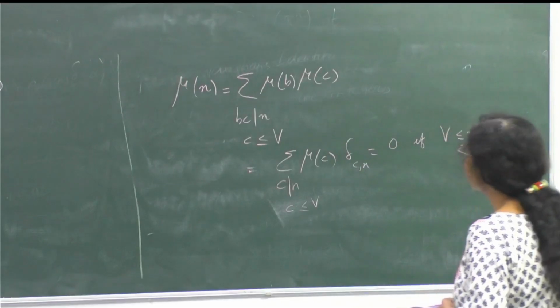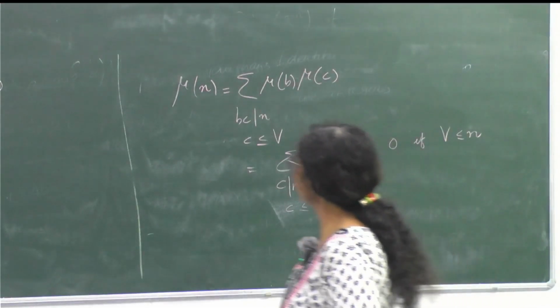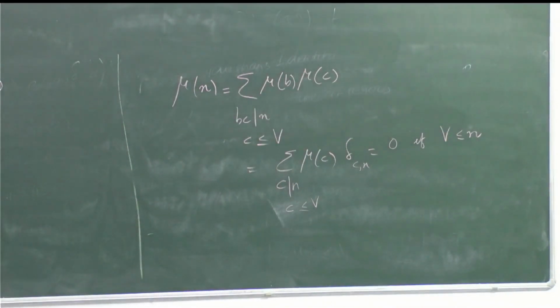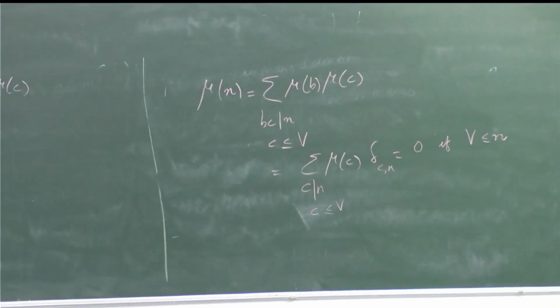Okay? And therefore, these two disappear. What is left is T1 plus T4. Okay? 2 and 3 disappear. And mu of n is T1 plus T4.